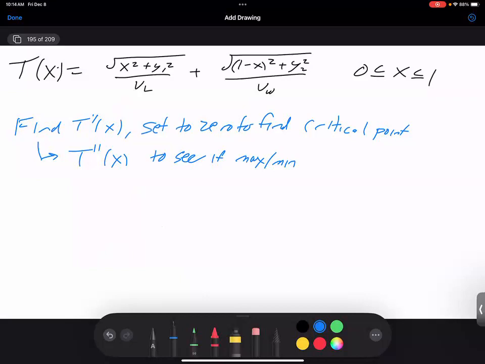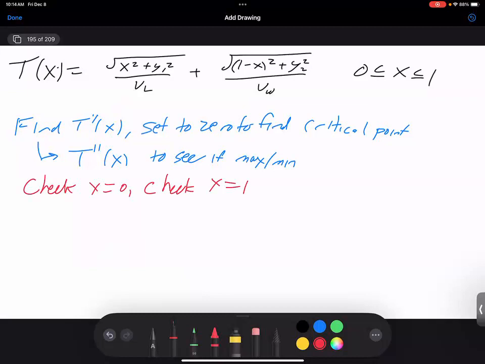We implicitly talked about the other thing we need to do. This is the thing everybody seems to forget. You have to check the endpoints. Check x equals 0, check x equals 1.